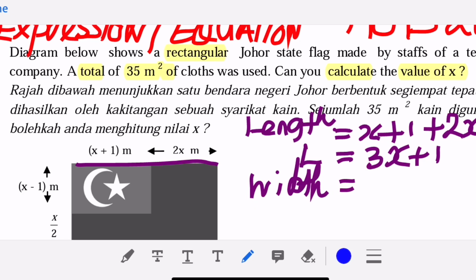Okay, so now we have the length and we have the width. So the area for a rectangular shape, everyone should know, right? Area for a rectangle is length times width. Everyone should know that. So now I'm going to add my width first before I multiply the two. Okay, x minus 1 plus x over 2.